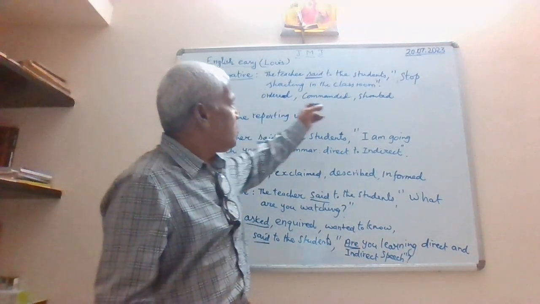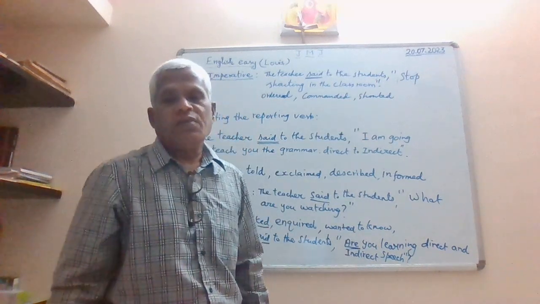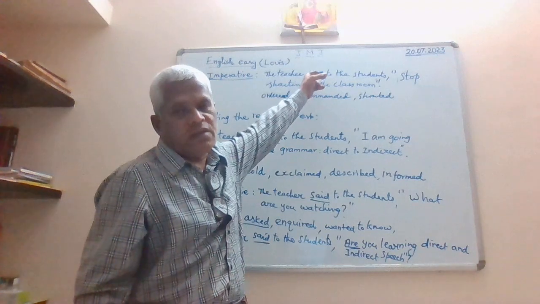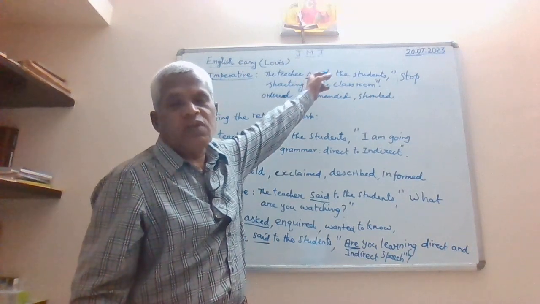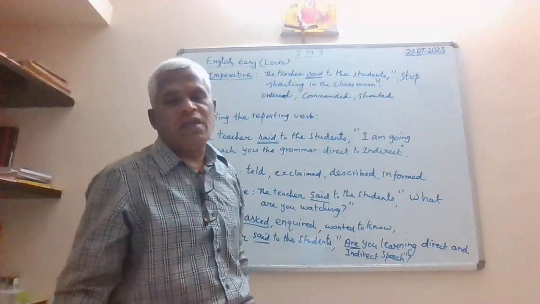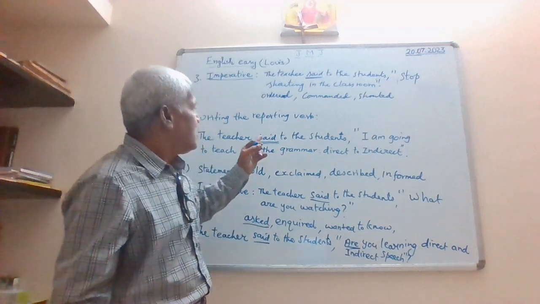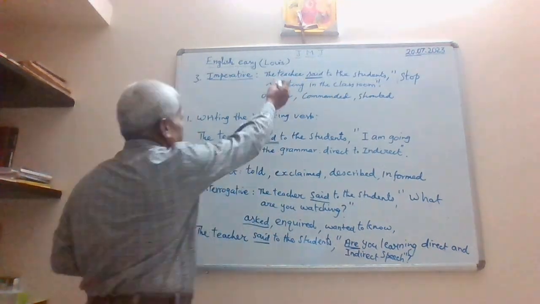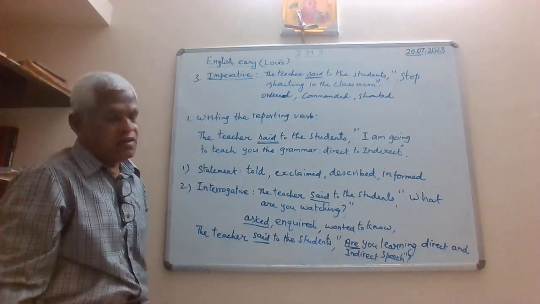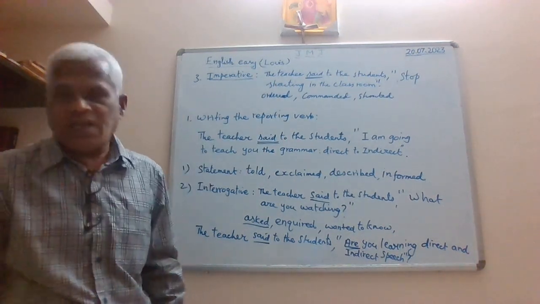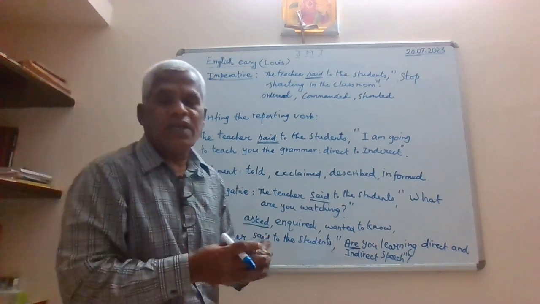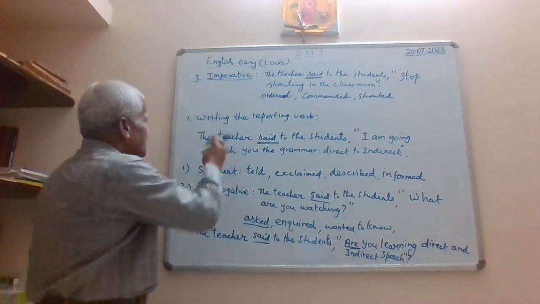So these kinds of words could be used instead of the reporting verb said. These must be understood in your mind very clearly. Now this is an example of an imperative sentence, an order. Now what about another type of reporting verb in another imperative sentence, a request?